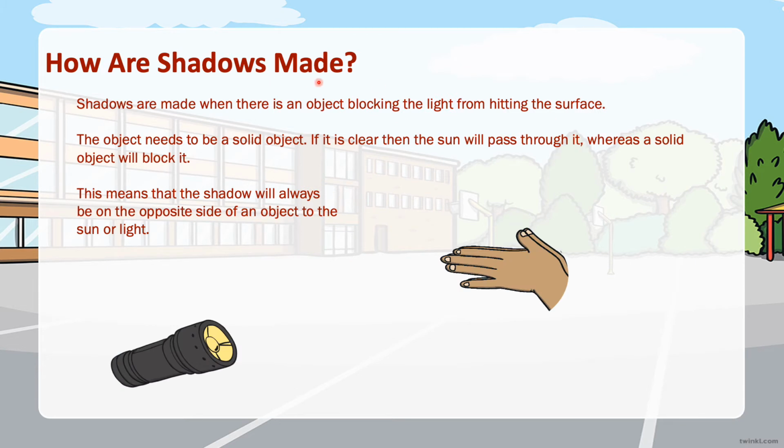How are shadows made? Shadows are made when there is an object blocking the light from hitting the surface. The object needs to be a solid object. If it is clear, then the sun will pass through it, whereas a solid object will block it. This means that the shadow will always be on the opposite side of an object to the sun or light. Let us do a small activity to understand what is written here.